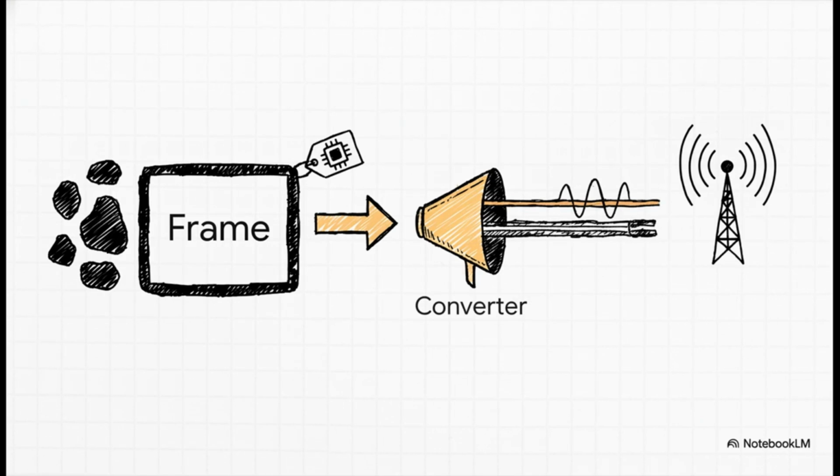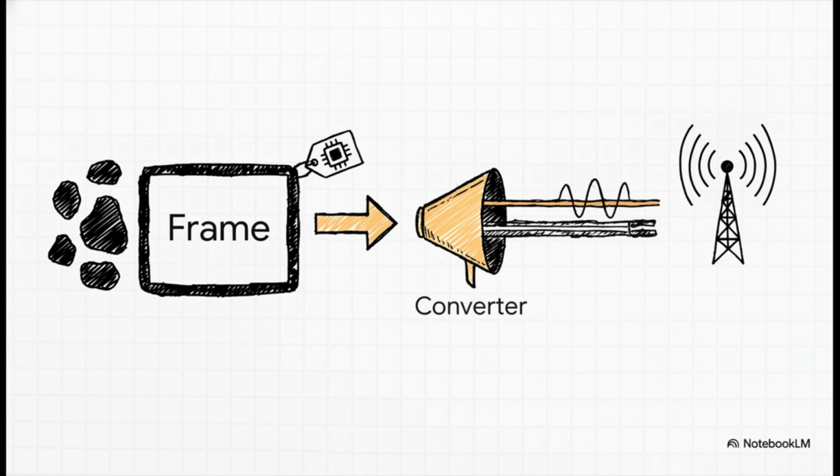At the data link layer, each one of those packets is placed into a final wrapper called a frame. This frame gets a local physical address, a MAC address, that's burned into your device's network card. Think of it like the specific apartment number inside the bigger building that is your IP address.